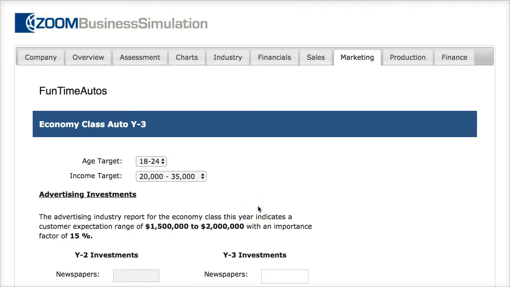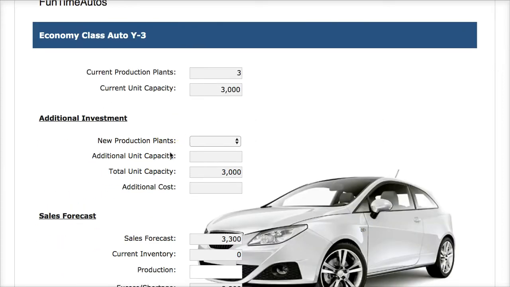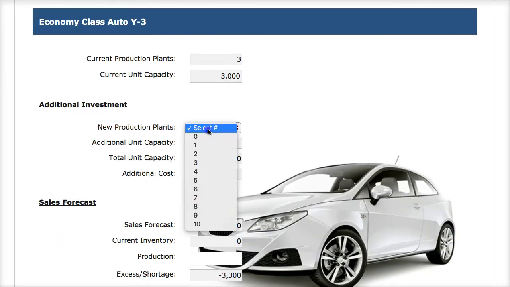So now I come to the marketing, which I'm going to pause because this takes a while to do, especially using the input from the student manual. So I'm not going to bore you while I do that. I'm going to pause it, and I'm going to meet you back in production. Okay, so I submitted my marketing data, and here I'm going to have to buy a new production plant for economy.